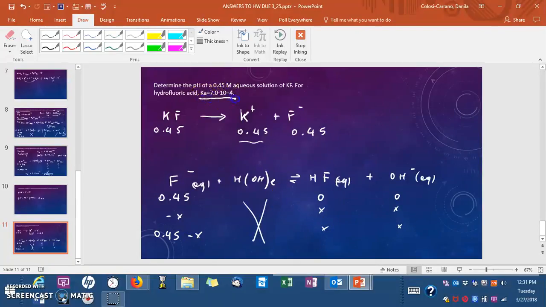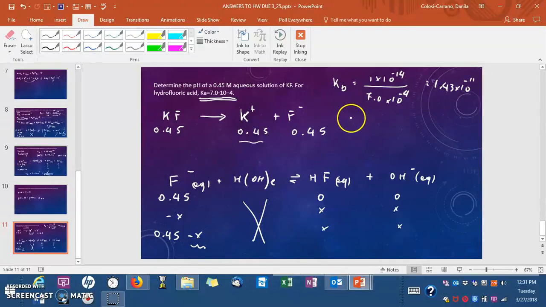Now, they gave you the Ka, but I'm dealing with a base. So Kb is equal to 1 times 10 to the negative 14 divided by 7.0 times 10 to the negative 4. So this will give us 1.433 times 10 to the negative 11. Again, the constant is very small, so you can disregard the X.